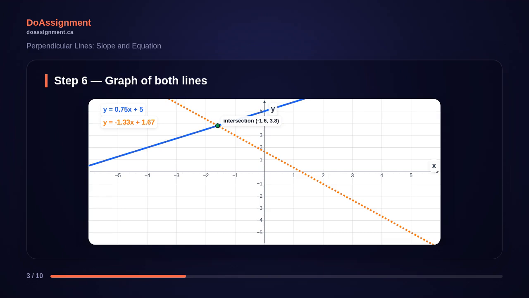Here is the graph of both lines. The orange line is the original, y equals 3/4 x plus 5, rising from left to right with a positive slope. The blue line is the perpendicular line, y equals -4/3 x plus 5/3, falling steeply from left to right. The gold dot marks the point 2, -1 that the perpendicular line passes through. The two lines meet at a right angle.